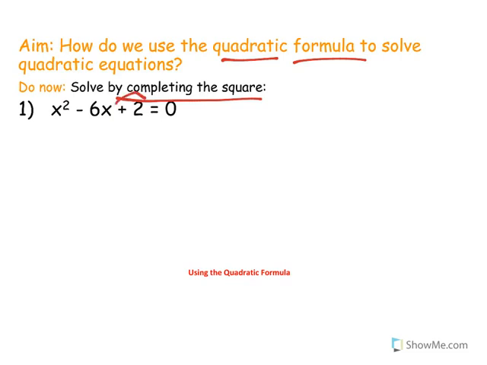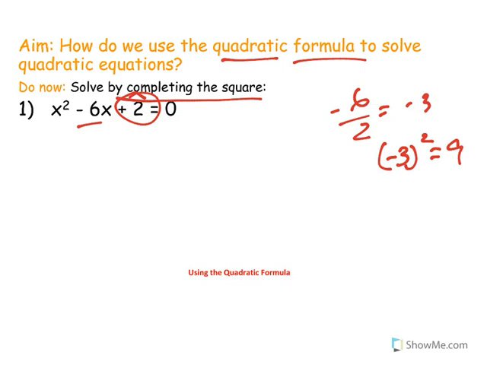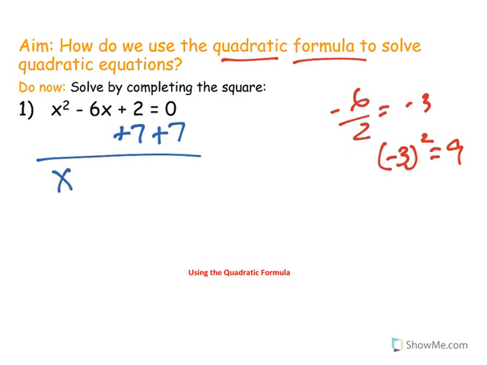So we said, what do I want this constant to be? We said we take the coefficient of x divided by 2, and then we square that. So we want it to be a 9. So this should be pretty easy then. If I have a 2 and I want to make it a 9, I add 7 on both sides. So I've got x squared minus 6x plus 9 is equal to 7.